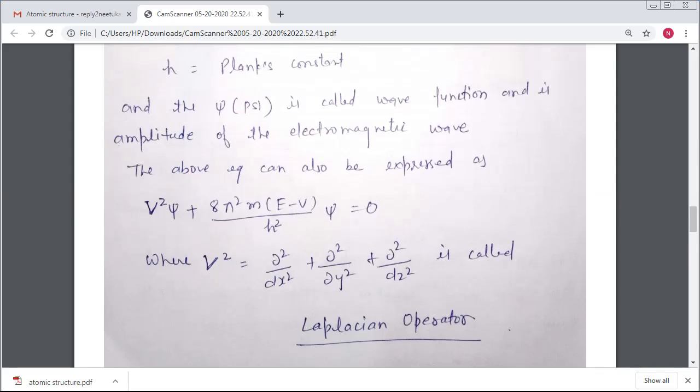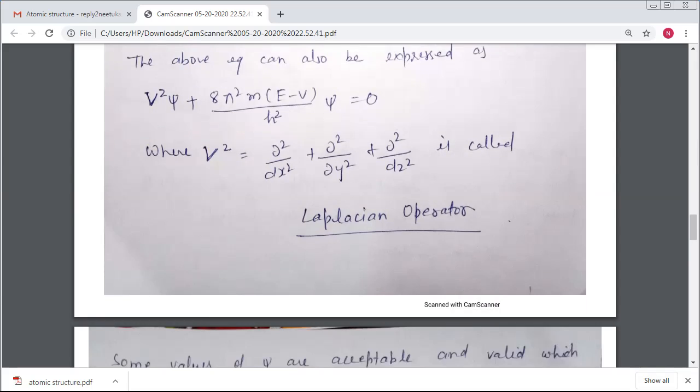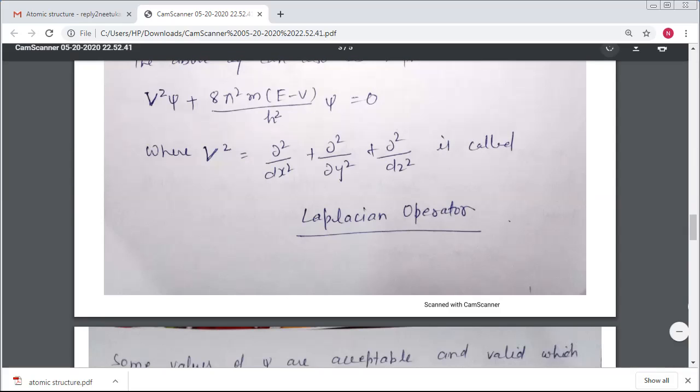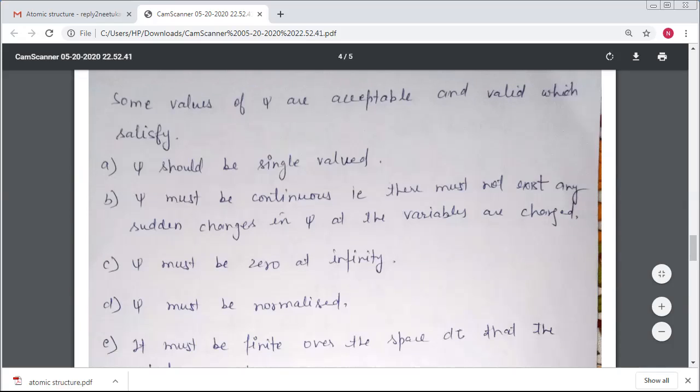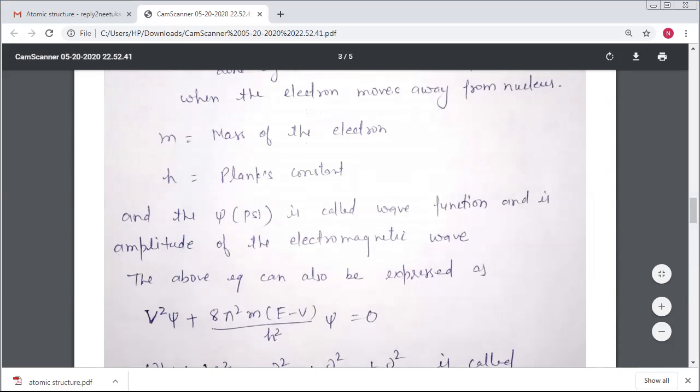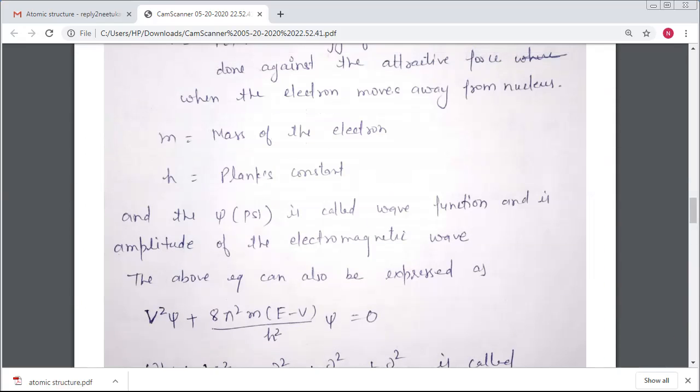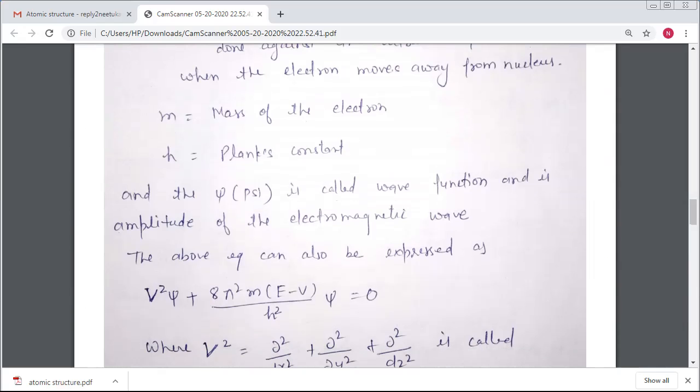The above equation, that means the Schrodinger equation, can also be expressed like this, where del square is equal to d square upon dx square plus d square upon dy square plus d square upon dz square. This is called the Laplacian operator. So these are the basic concepts of the Schrodinger wave equation. Now we know what the Schrodinger equation is and why it is required.